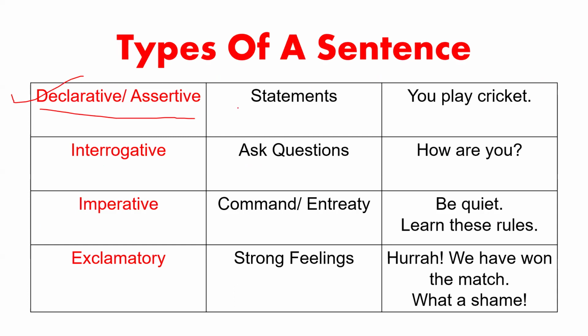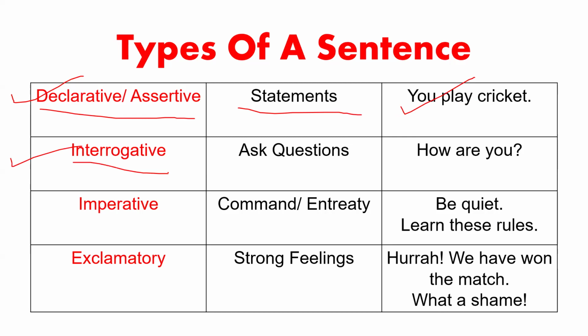These are those sentences where we make simple statements or we convey a simple sentence. Like for example, you play cricket. So here it is a type of a single sentence. We are making a statement, we are giving information. So that is why it is assertive or declarative. Got it?